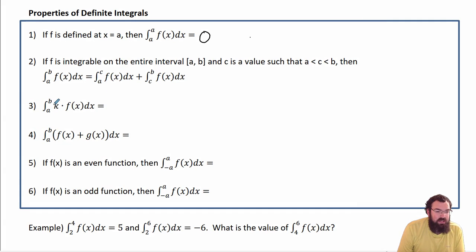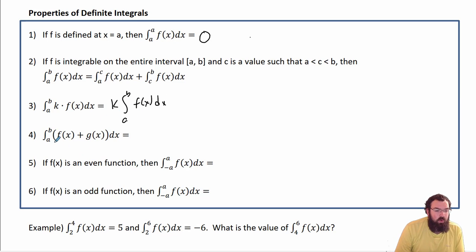Number 3 is if I'm taking the integral from a to b of k times f of x dx, because k is a constant, I can actually just take it out front and go from a to b of f of x dx, and that's the same thing.